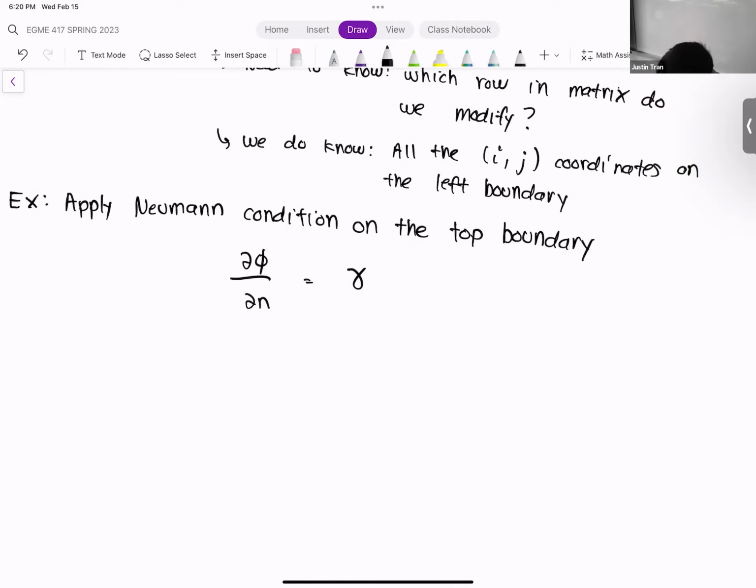And so what I promised you earlier is I would tell you what this n means right here. The reason I have this derivative with respect to n is I use this n to specify the normal direction. In other words, this is the direction that's perpendicular to the boundary that we're looking at.